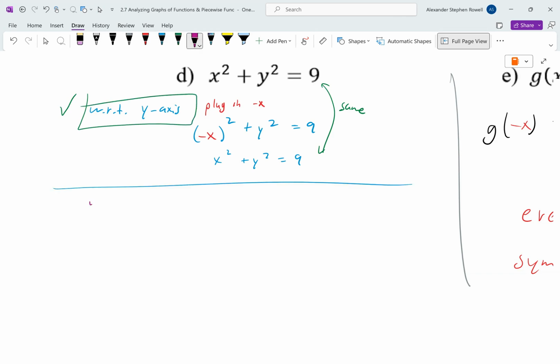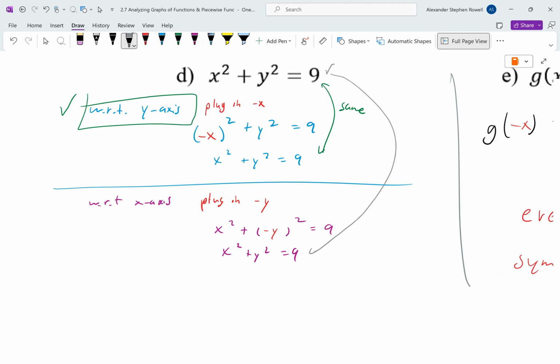All right, the next one. Is it symmetric with respect to the x-axis? You plug in negative y, and we have here x squared plus negative y squared, and we simplify: x squared plus y squared is equal to 9. Is that the same as the original? Yes, same, which means it is symmetric with respect to the x-axis.